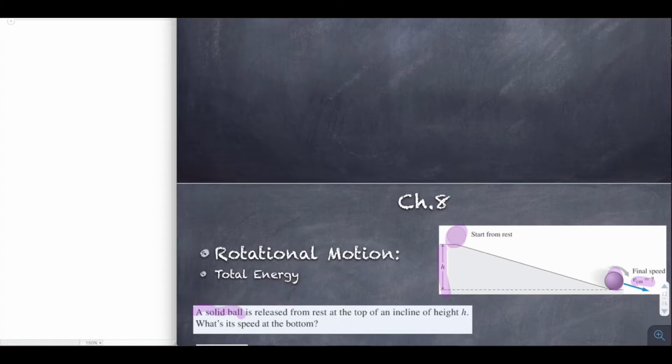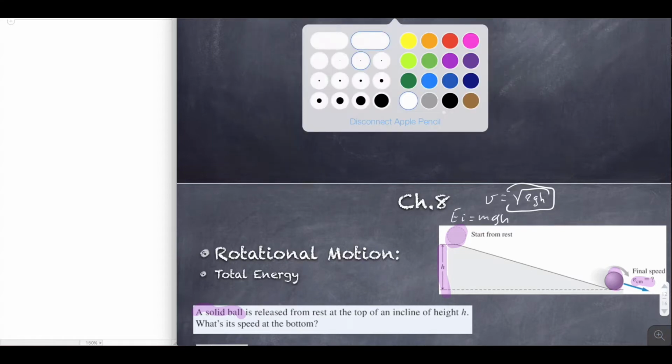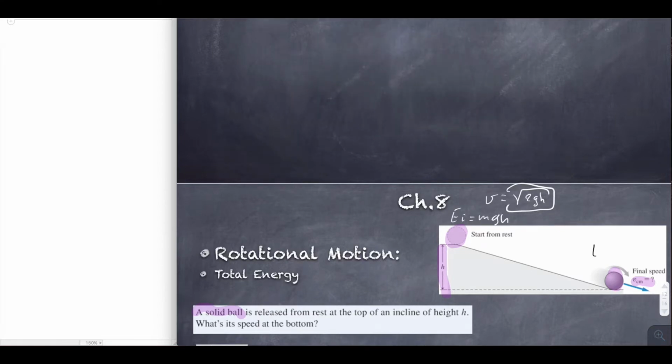Now, if this was a crate on a frictionless plane, we know v would equal the square root of 2gh. We just figured that out above. So let's look at here. We're going to set our initial E, which is mgh, and then our final E down here, which will be 1/2 mv squared plus 1/2 I omega squared.